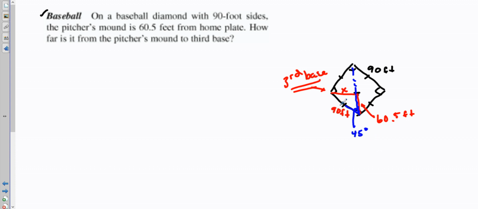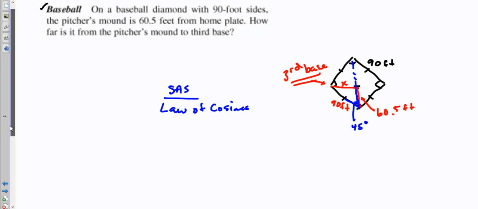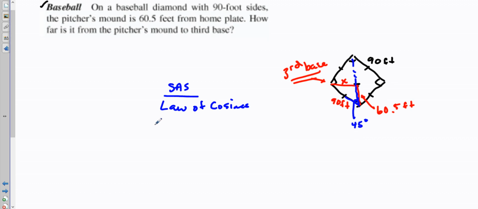So we now have, guess what? Another side, angle, side. If we have side angle side, and since we're talking about law of cosines and sines, because this is not a right triangle anymore, side angle side means we can use the law of cosines. Yes, baseball uses a lot of law of cosines. If you saw my other one, we had a very similar problem with baseball with the center fielder. But right here, we're going to figure this out by solving for x.